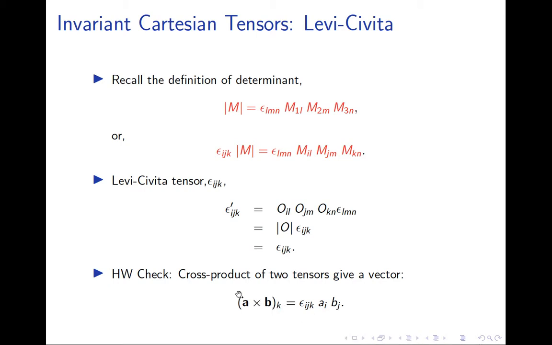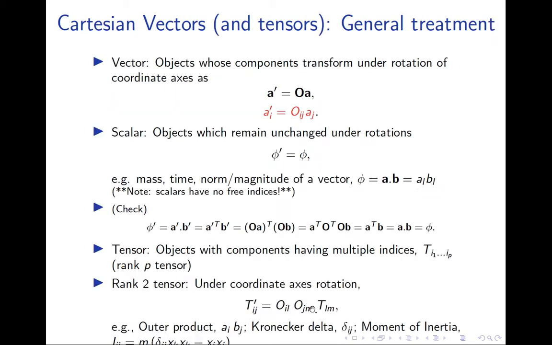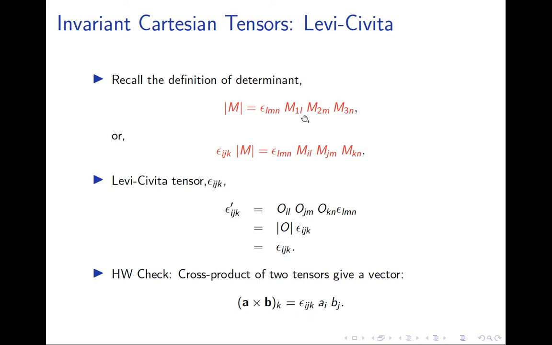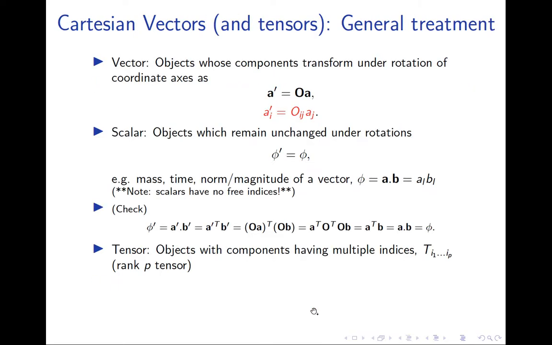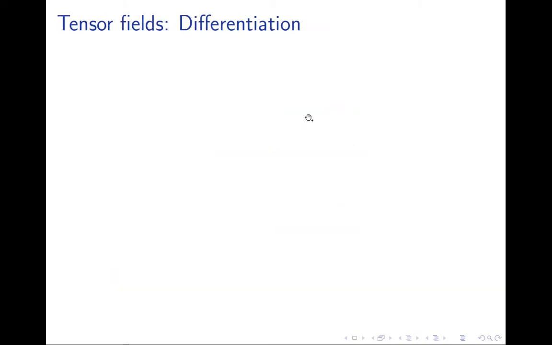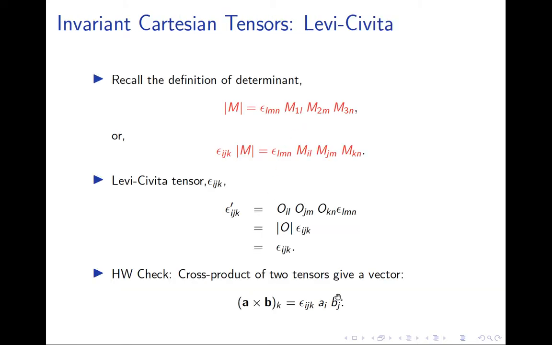The point of this is that you can check that the cross product is a vector, or more precisely an axial vector, by looking at the behavior of this indexed object under rotations. And you'll see indeed it transforms following this rule, right? So this is a vector because it has a single free index k, i and j are summed over. So it will transform like this. You should do a homework in which you check this, okay, and convince yourself.